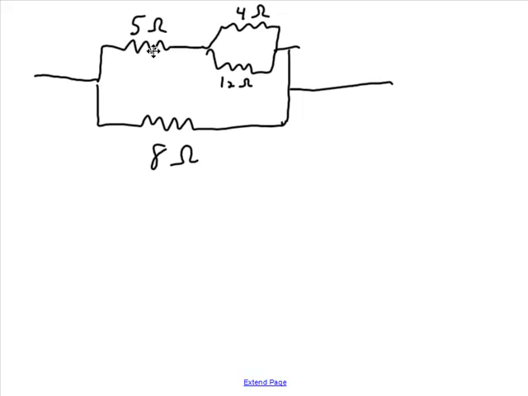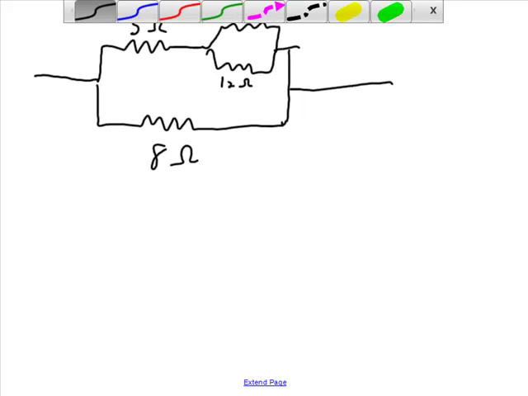Similarly, this 5 is not in series with either this 4 or this 12. It's in series with the combination. So the only thing that is really, truly parallel or series is the 4 and 12 together. Alright, so we're going to figure out what the equivalent of that is.